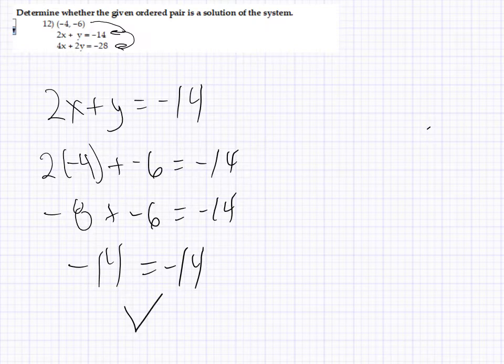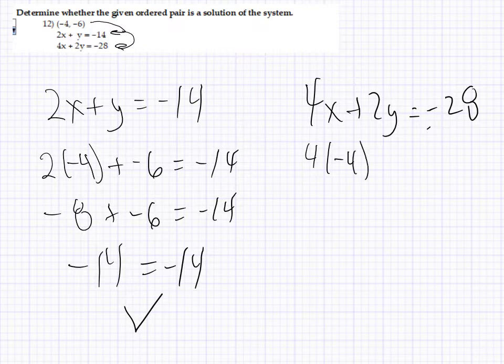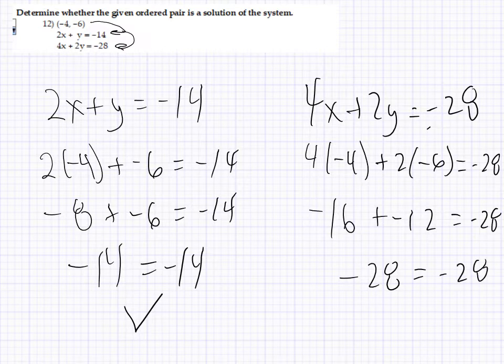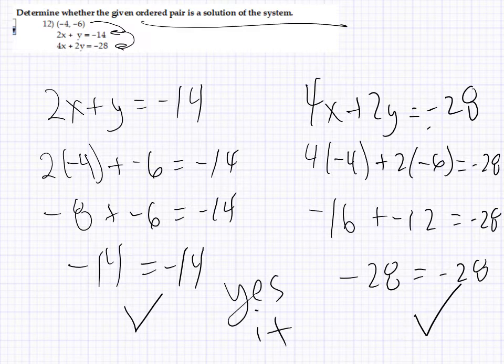Now if I plug it into the second equation, 4x plus 2y equals negative 28. Again, x is negative 4 and y is negative 6. Does that satisfy the equation? Well, I would get negative 16 plus negative 12 equals negative 28. Well, yeah, that's negative 28 on one side and negative 28 on the other side, so yes. So determine if the ordered pair is a solution to the system. Yes, it is.